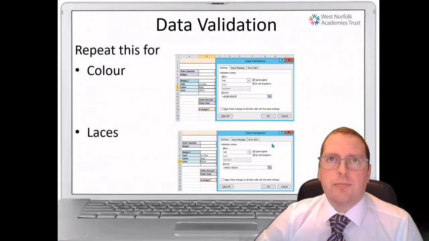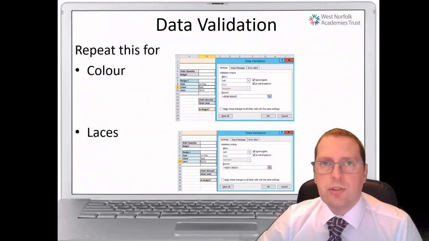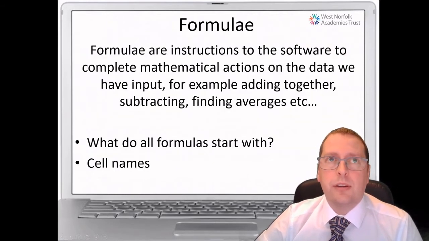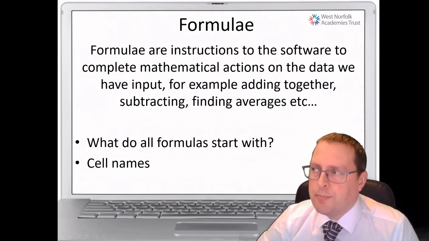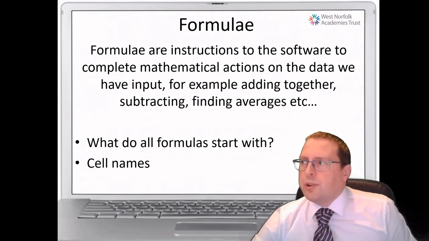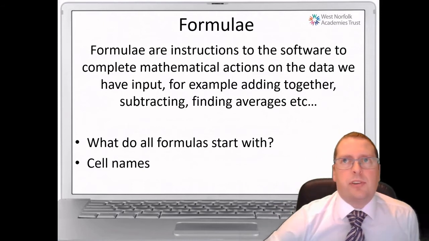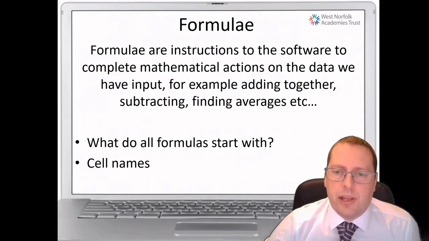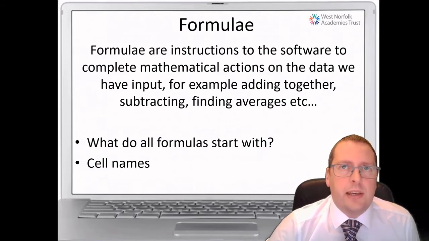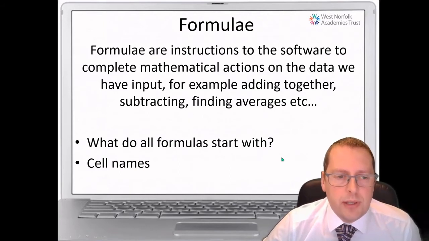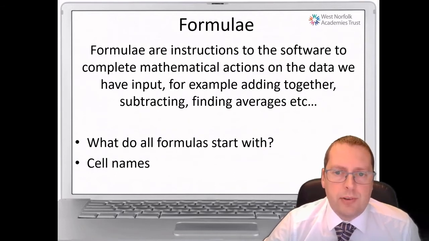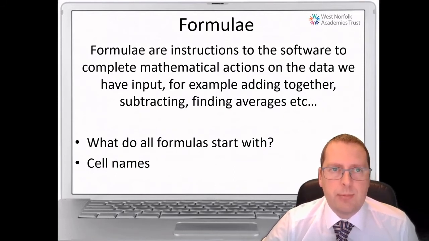Our next stage, that's how we did the data validation, if you just need a recap there. Our next stage, once we've copied it for the other options, is looking to create a formula. So formulas are instructions to the software to complete mathematical actions on the data we have input, and examples of that include adding, subtracting, finding averages, and so on. Now what you need to remember is that all formulas start with the equal symbol, and that tells the spreadsheet that it is going to be a formula.